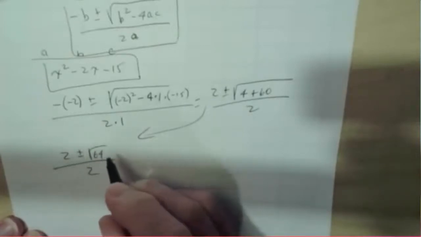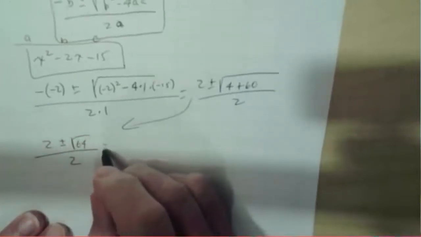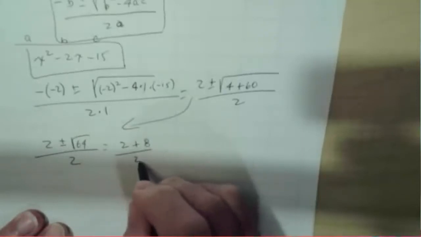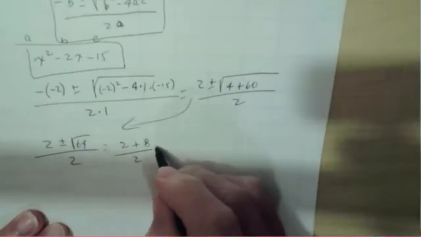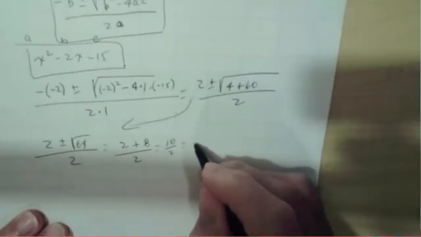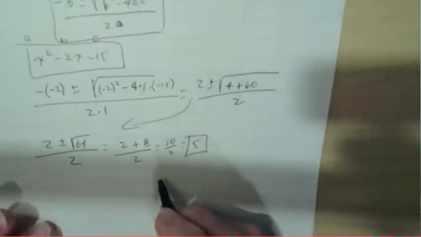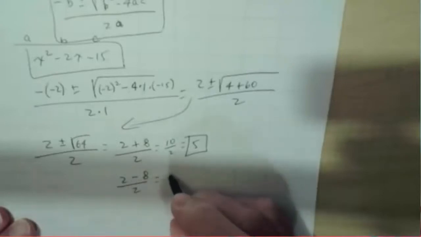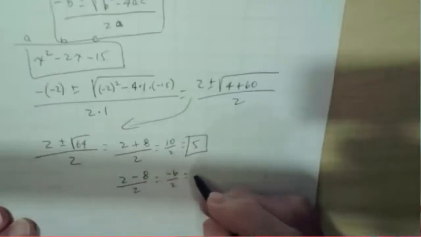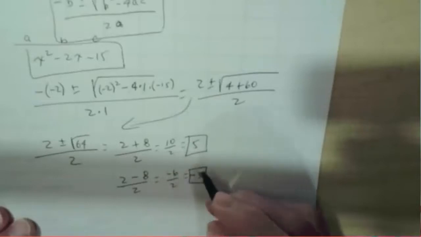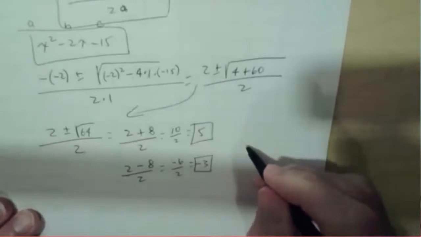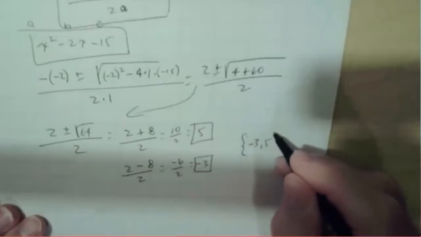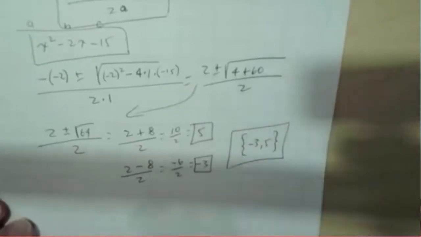So we have 2 plus 8 over 2, plus or minus, which equals 10 over 2, which is 5. And we have 2 minus 8 over 2, which is negative 6 over 2, which is negative 3. And we put this in brackets, and the smallest number first, negative 3 comma 5. That's it.